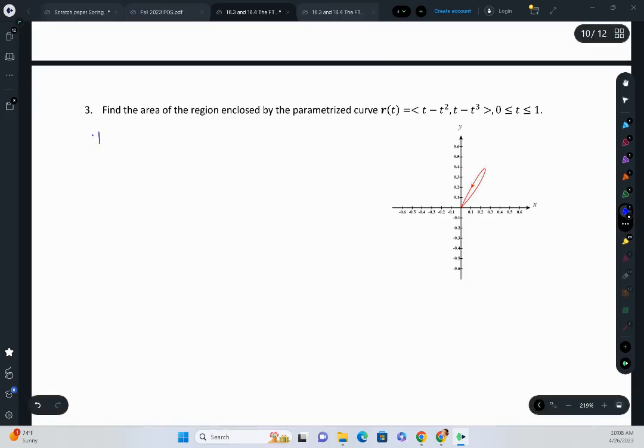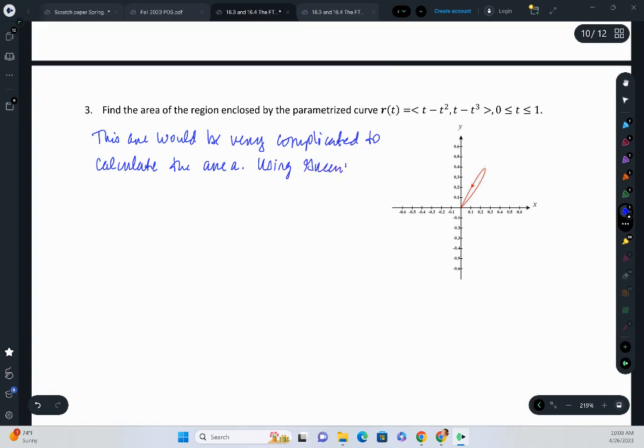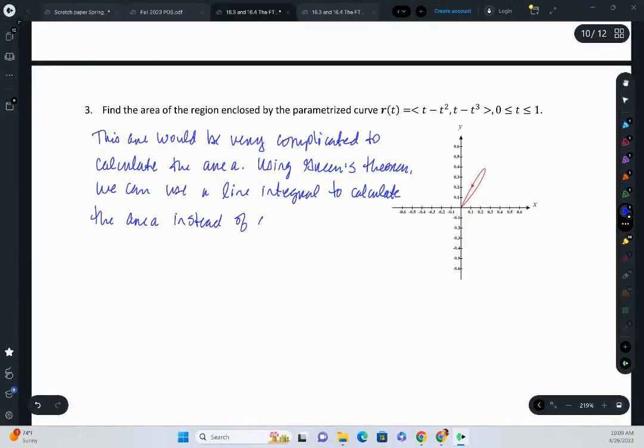Okay, so this area would be very complicated to calculate. Using Green's theorem, we can use a line integral to calculate the area instead of a double integral.